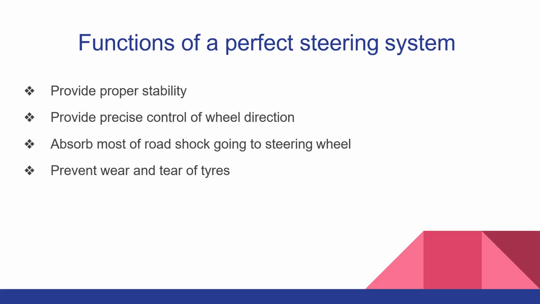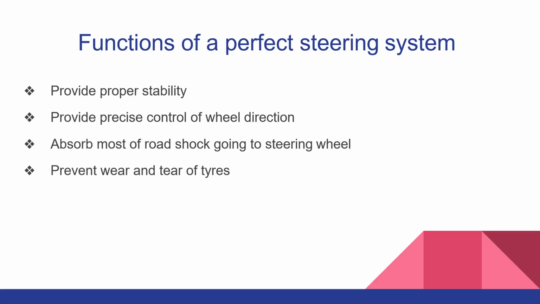And the last function of a perfect steering system is to prevent the wear and tear of tires. Wear and tear of tires means that if the alignment of the tire is not correct... we might have noticed that when we change the tire or do a tire rotation during service, they have certain mechanisms for aligning the tires, the tire alignment. So that is to prevent the wear and tear of tires.